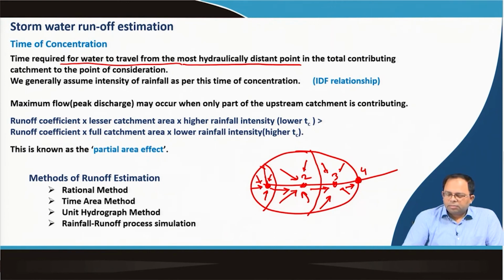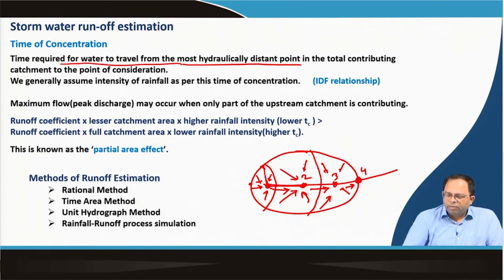Then for this point, the time required is for water to travel from the most hydraulically distant point in the total contributing catchment. So, for this the total contributing catchment is the entire one. Here again the distance could be either this one or this one, that I do not know. But usually we can assume this one, because when the water reaches this inlet, it actually travels via this particular drain. So, the water which travels from the surrounding area plus the water which comes along the drain.